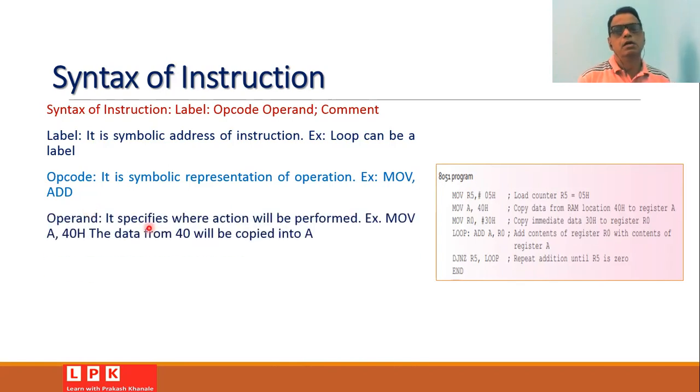Operand is the thing which specifies where the action is to be performed. For example, when we write an instruction such as MOV A, #40, then the data 40 will be copied into the accumulator A. So this is called an operand. The operand is the thing where the operation will get performed.